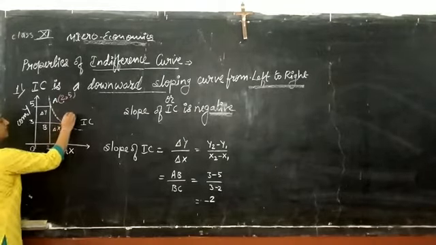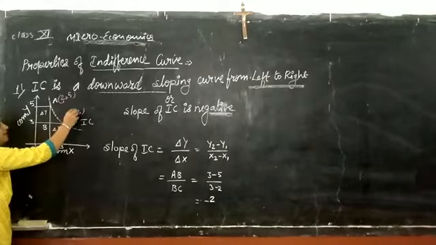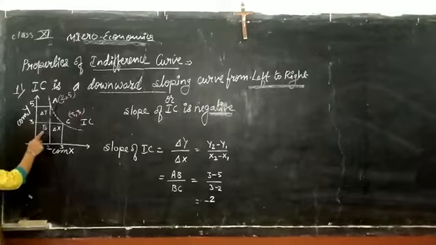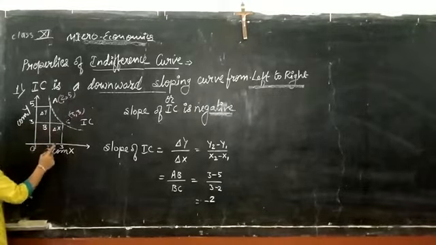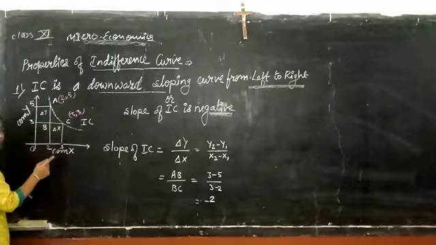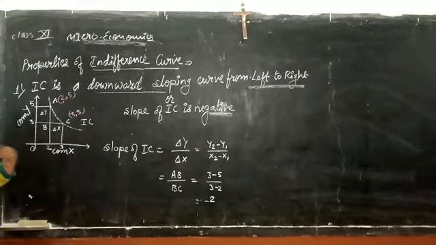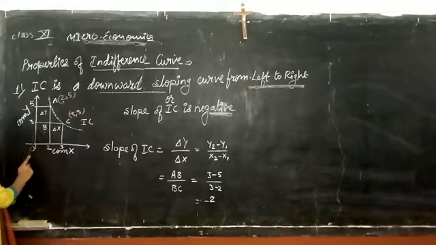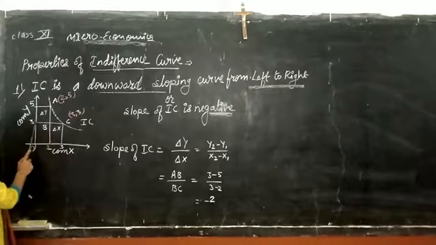At C, he is consuming 3 units of both X and Y. So at point A, he is consuming 2 units of X and 5 units of Y, and at C, he is consuming 3 units of X and 3 units of Y. Then what is Y2 minus Y1? Y goes from 5 to 3. He reduced his consumption from 5 units to 3 units.